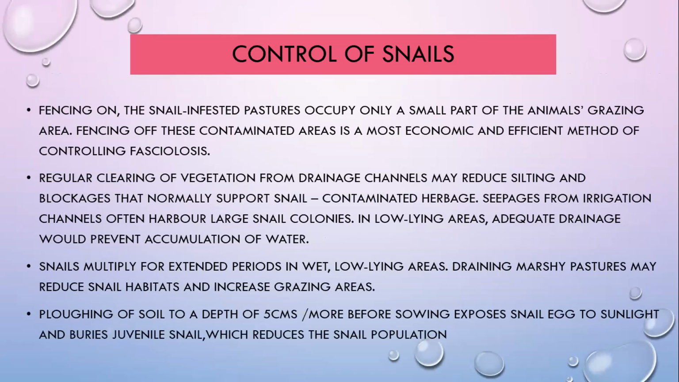we can fence the area, that is, snail-infested areas can be fenced. Then low-lying areas should have proper drainage. And since snails multiply in wet areas, draining the marshy pastures should reduce this population. Also, plowing the soil to a depth of more than 5 centimeters exposes the snail eggs to sunlight.